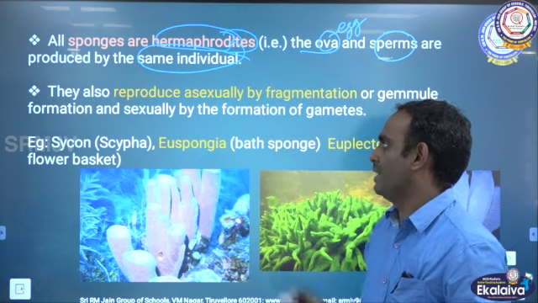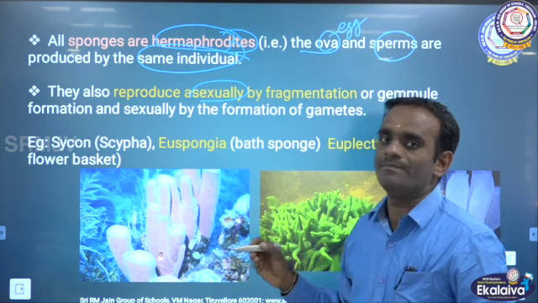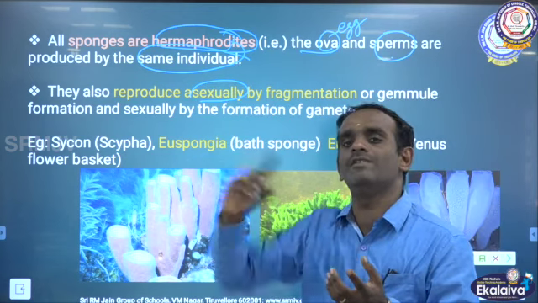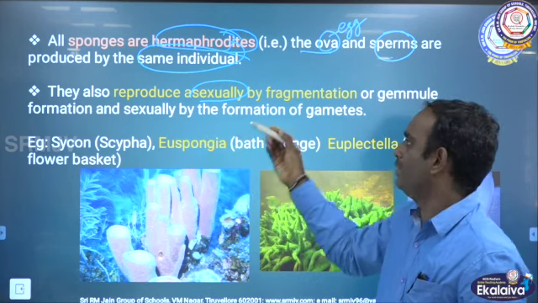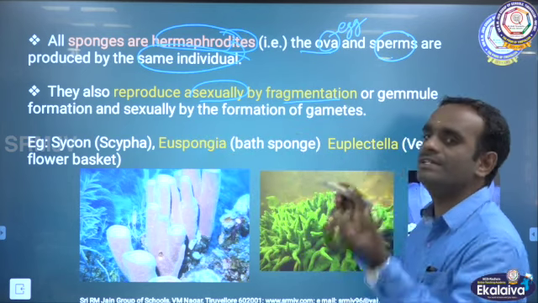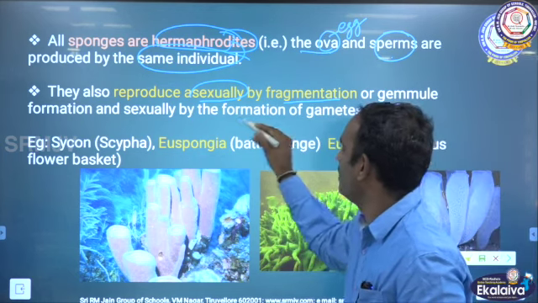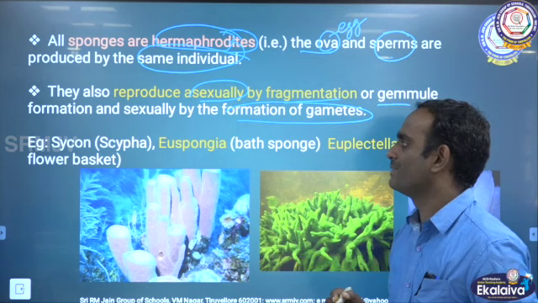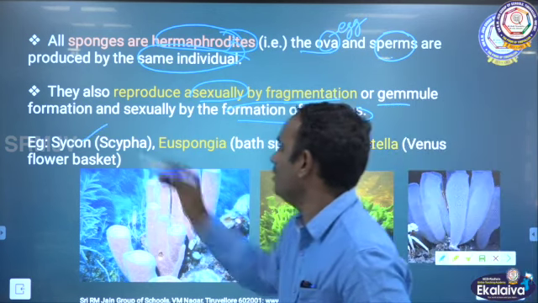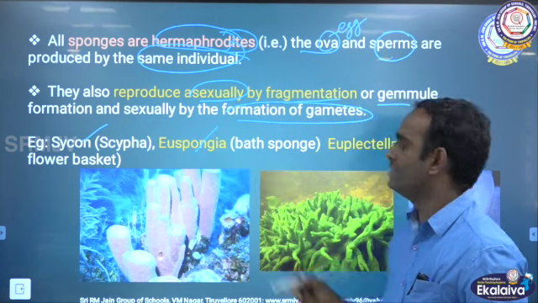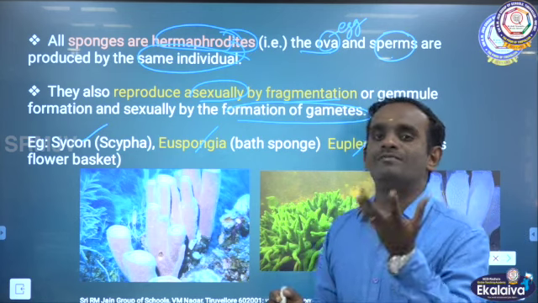Sponges are hermaphrodite. They also reproduce asexually. Asexually means there is no involvement of the other gender. Clear? So, sponges can reproduce asexually by the fragmentation process or gemmule formation, and sexually by the formation of gametes. Examples for Phylum Porifera are Sycon, Euspongia and Euplectella. These are the examples of Phylum Porifera. Okay.